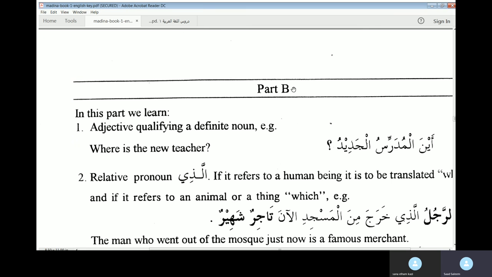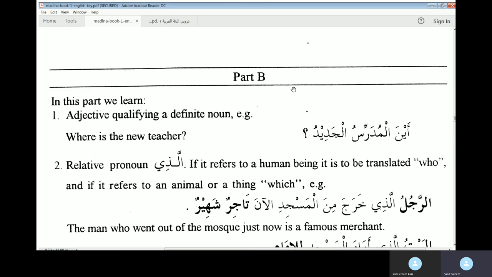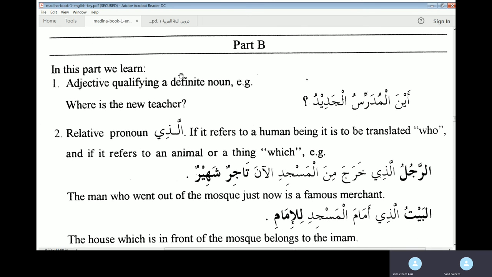Yes. Okay, now we have part B. First point. In this part we learned the adjective qualifying a definite noun. For example, Aina al-mudarrisul jadidu? Where is the new teacher? The adjective is qualifying a definite noun. You will learn about those adjectives which are used for a definite noun. Al Jadidu is a definite adjective used for the definite noun Al Mudarrisu.